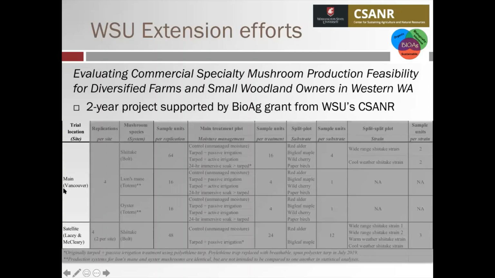So we've got 2 main sites that we're doing this at. We've got the main site, which is here in Vancouver where I am, and then we have a satellite site, which is split between 2 locations in the South Sound region. And so we're looking at shiitake, lion's mane, and oyster, totem systems and bolt systems for the shiitake.